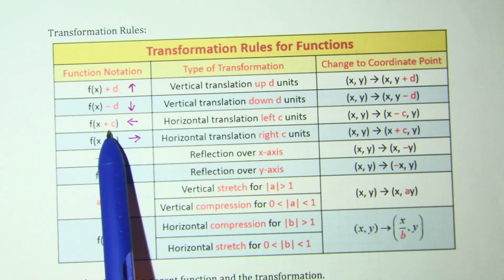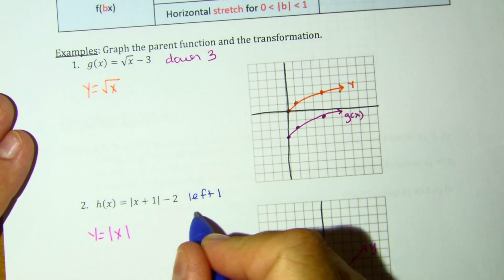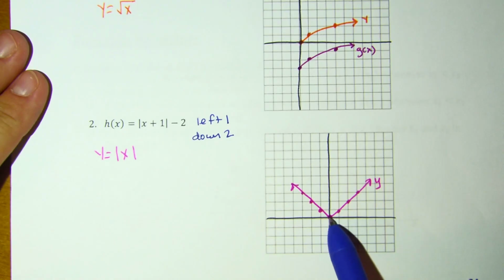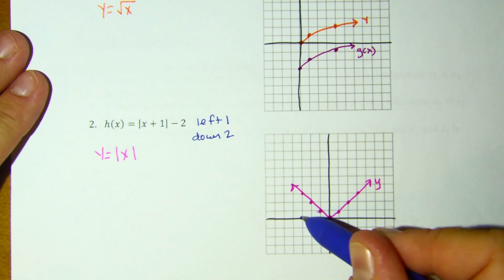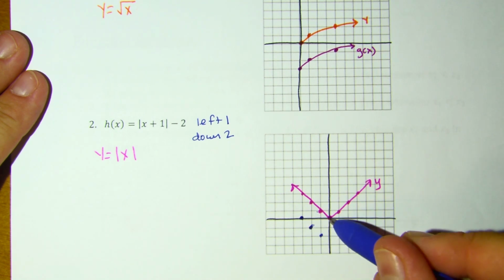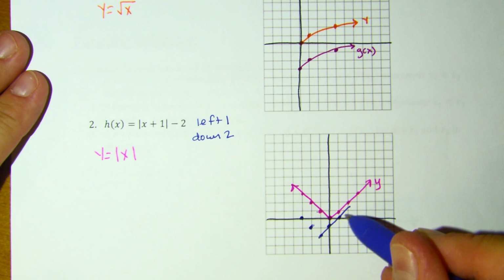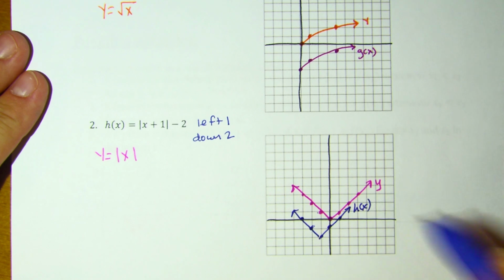And then this shift here, on the inside, we have a plus value. So remember, on the inside, that would move it to the left if it's a plus. So plus 1 means we're moving left 1, and minus 2 on the end means we're moving down 2. So each of these points, starting here with this vertex point, we're going to move left 1 and down 2. Left 1 and down 2. And now I can go ahead and draw that shifted graph. And that is h of x.